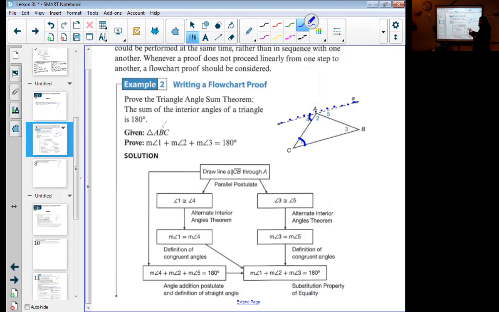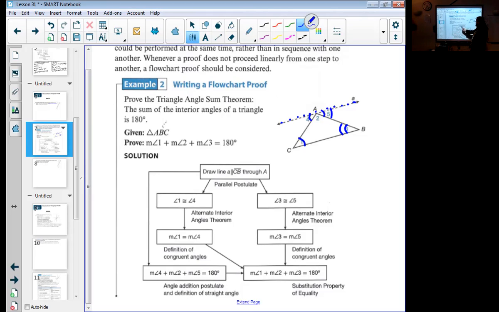We also know over here that angle 3 is congruent to angle 5. So this angle is congruent to this angle here. The reason we know that is, once again, the alternate interior angles theorem. These 2 angles are on alternating sides and they are on the inside of those 2 lines. So because of the alternate interior angles theorem, we know that the measure of angle 1 is equal to the measure of angle 4. This is because of the definition of congruent angles. By that same definition, the measure of angle 3 is equal to the measure of angle 5.